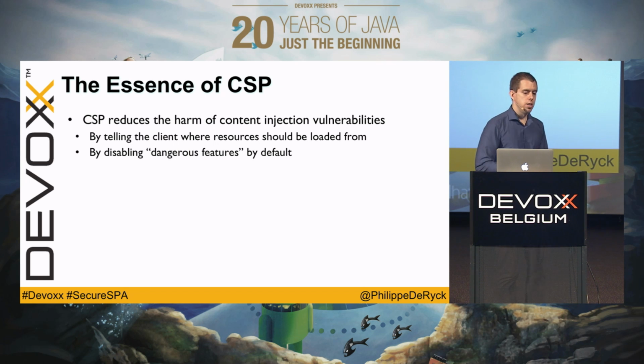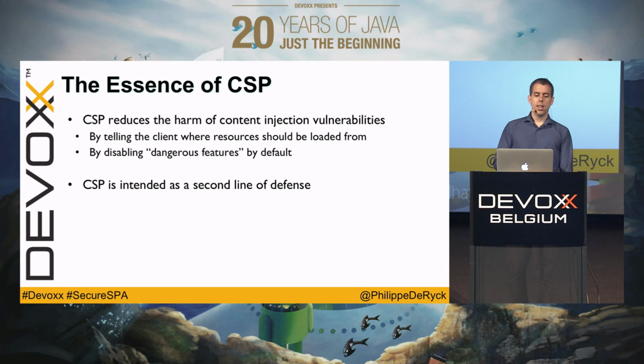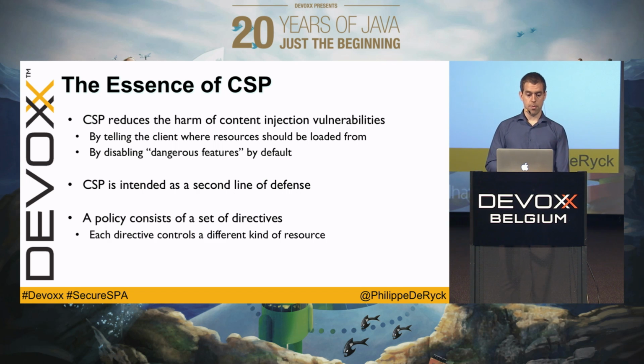Essentially, the goal of CSP is to reduce the harm of content injection vulnerabilities, and it does so by telling the client where the resources should be loaded from. It also disables dangerous features by default on the client. It's intended as a second line of defense against cross-site scripting attacks. So you should still do all the things we talked about before, but just in case you have some kind of vulnerability on the client side, CSP will be able to limit the harm that the attacker can do, or even prevent the attack altogether.